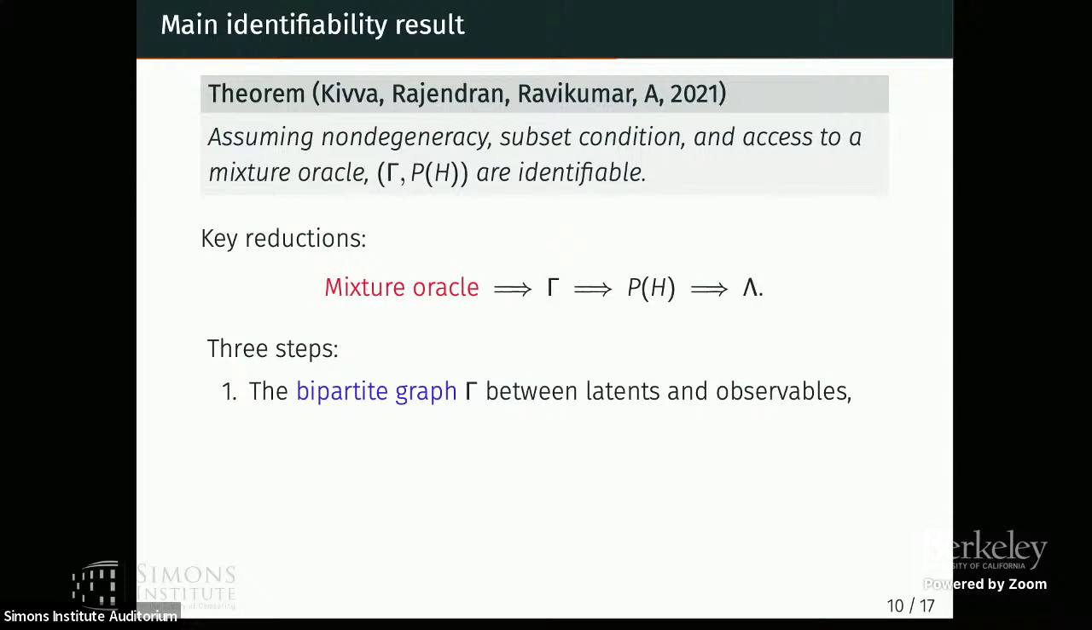Okay, the way that this works is that there's a series of key reductions here. So I'll show you how the mixture oracle allows us to learn the bipartite graph between the latents and the observables. And in fact, you don't need the full power of the mixture oracle.